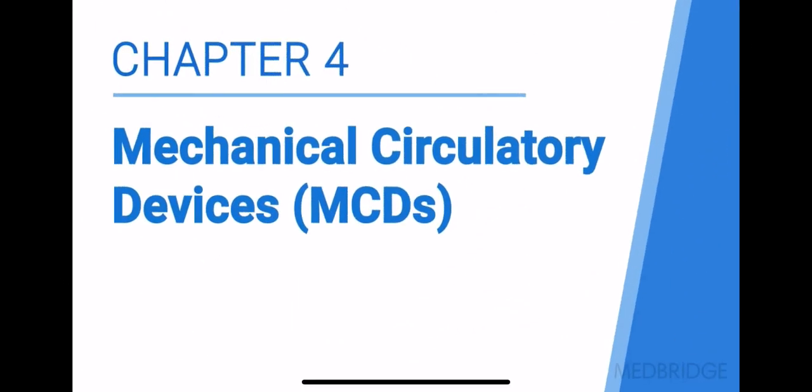In Chapter 4, we're going to discuss mechanical circulatory devices, or MCDs. The different ones we're going to discuss are the intra-aortic balloon pump, or IABP, the ventricular assist device, or VAD, and extracorporeal membrane oxygenation, otherwise known as ECMO.